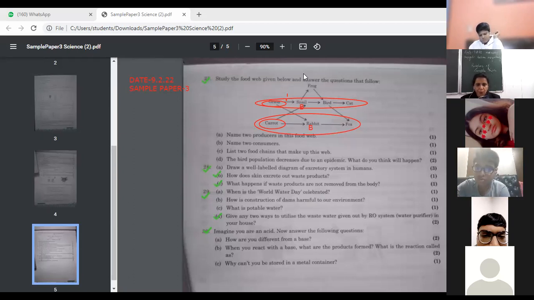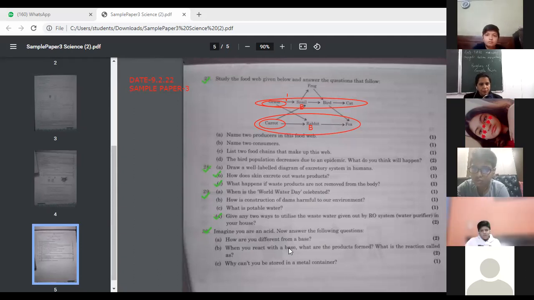Let's move to the next question, 30th. Imagine you are an acid. So what you have to remember, imagine that you are an acid. आप acid हो. ठीक है? Now your question is, how are you different from the base metal? How are you different from the base? I hope you have understood the question.